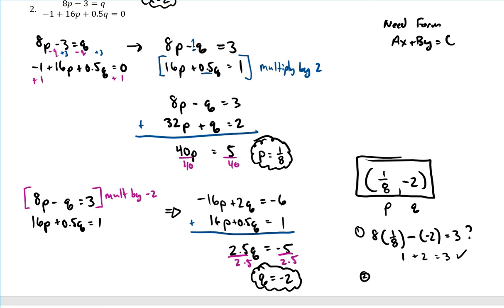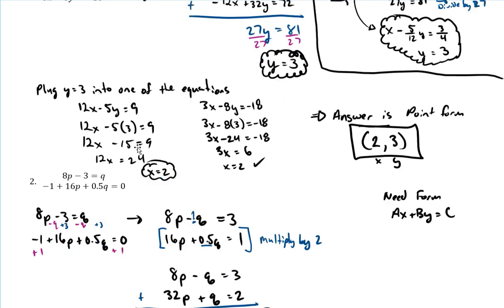So it worked. And then to really verify, I could plug it into the second equation as well. 16 times 1/8 plus 0.5 times -2. Does that equal 1? Well, 16 and 1/8 would become a 2. 0.5 times -2 would become -1, and yes, that does equal 1. So we could really verify our answer with these problems to have no doubt that we got it right. Okay, so we're definitely right on this. But that is our solution.